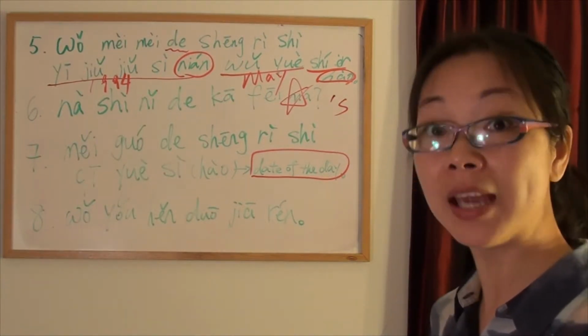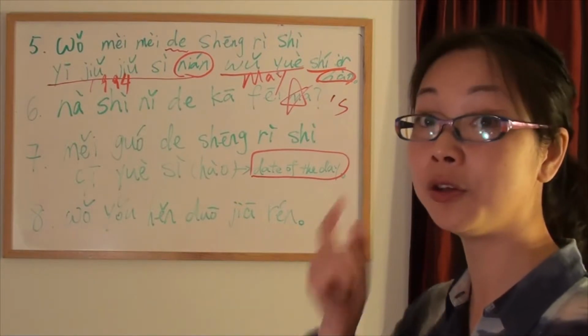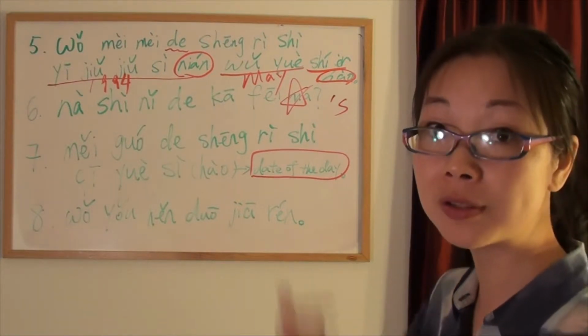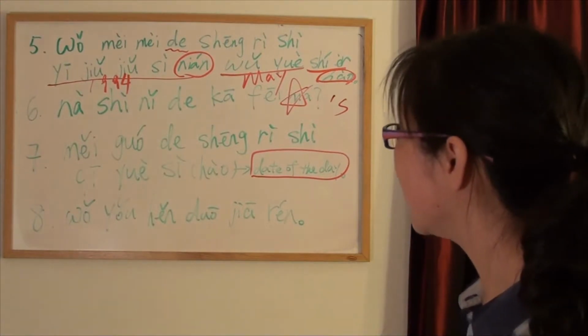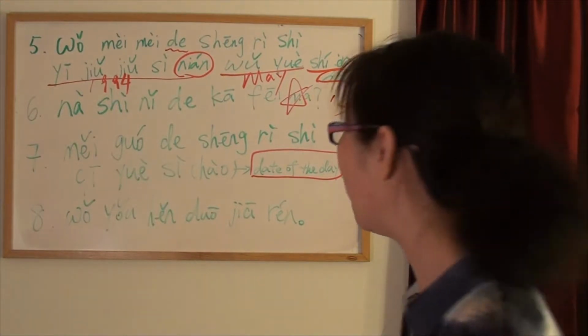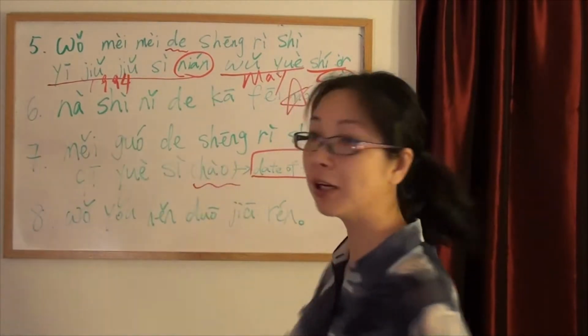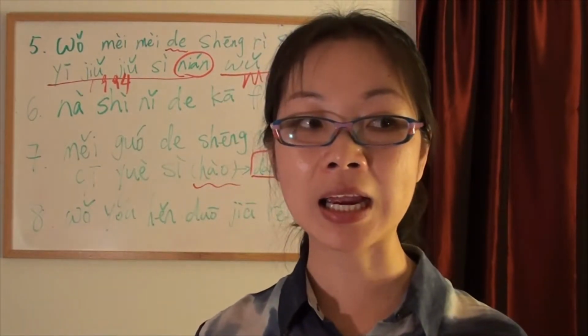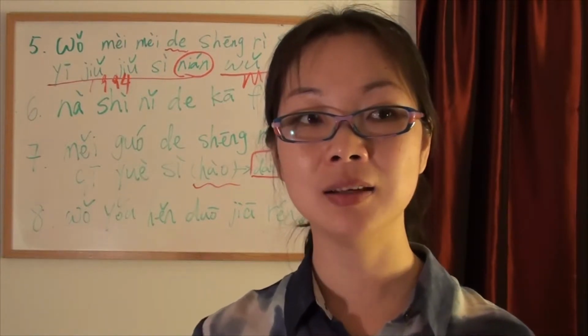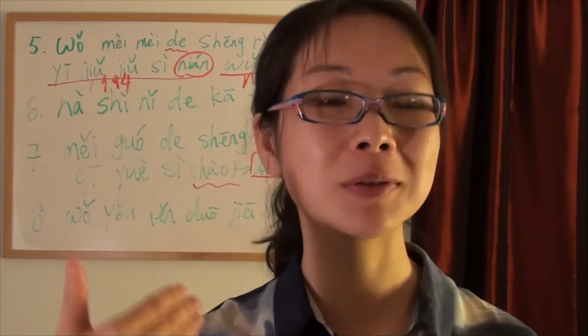Wow, that is so cool. Yeah, if I can think about that, you can. You definitely can do that too. You just need to think. 美国的生日是7月4号.